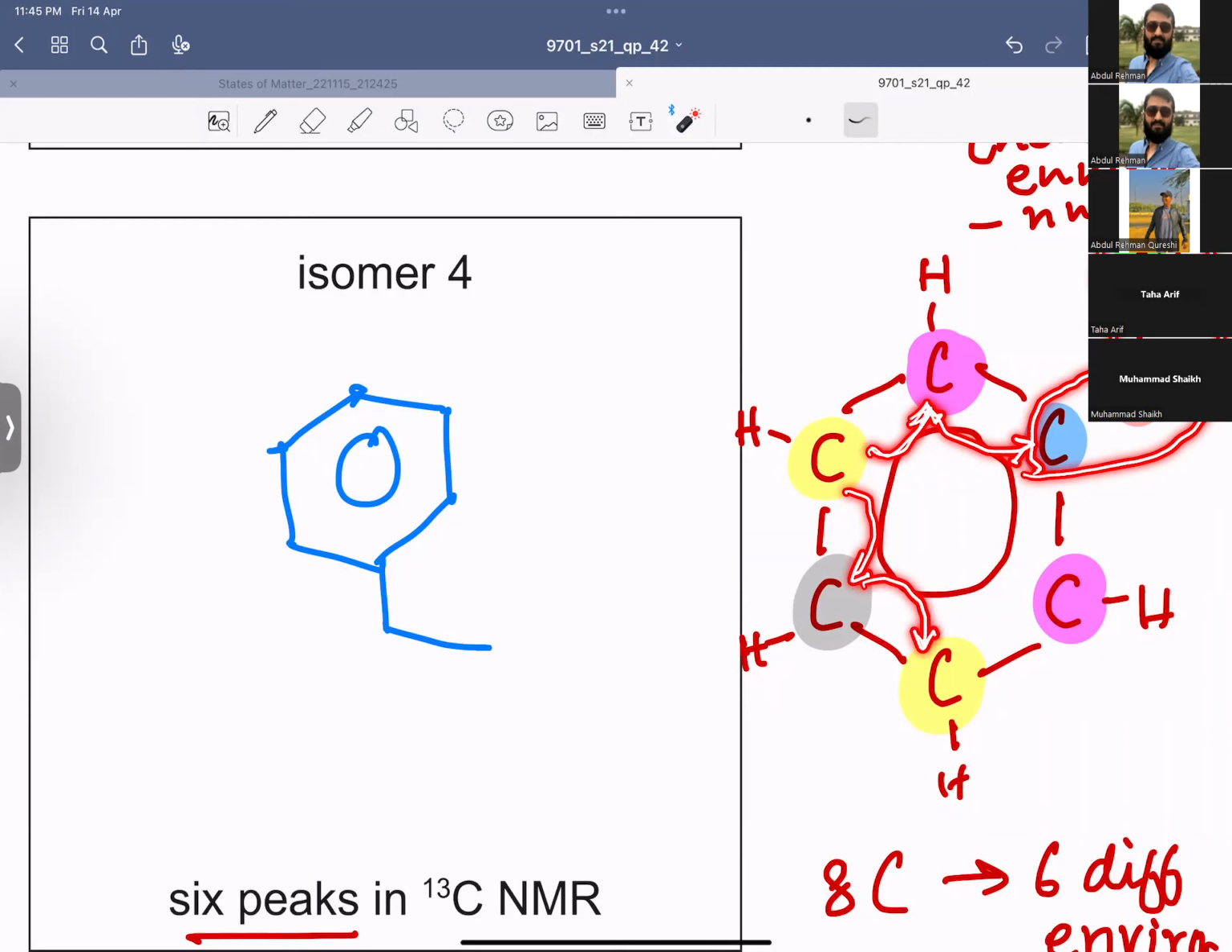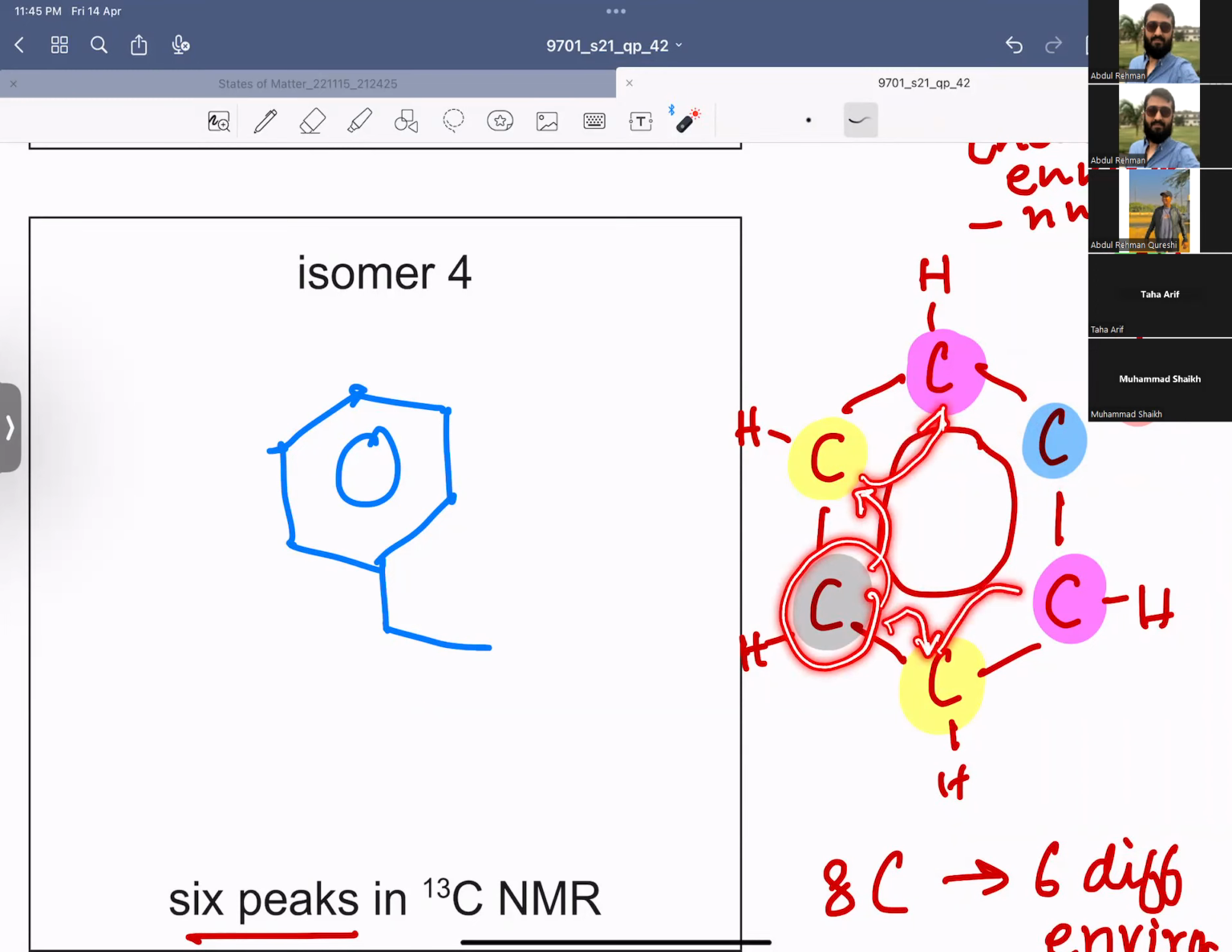Okay, sir. But if you look at this carbon, there is a CH and then CH again. On the opposite side, there is a CH and again CH. So this makes this carbon completely different than these two.